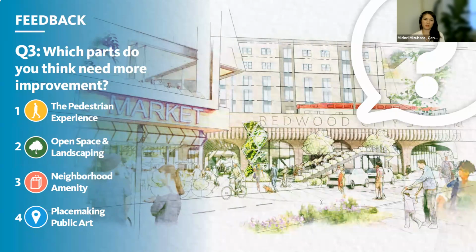So this one is a lot closer. Again, pedestrian experience. That's telling us that this needs the most work. Coming in close second, open space and landscaping. Want to see more improvement there, and then neighborhood amenities, and coming in fourth, placemaking and public art. Really interesting how this question and the last question were a little different, but still pedestrian experience rose to the top as key importance for all of you.